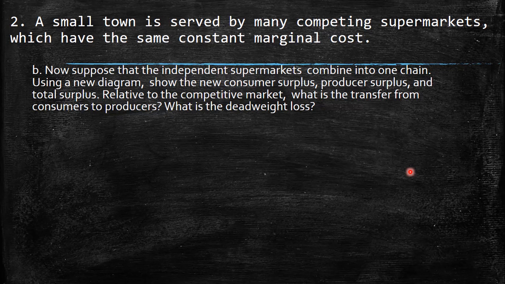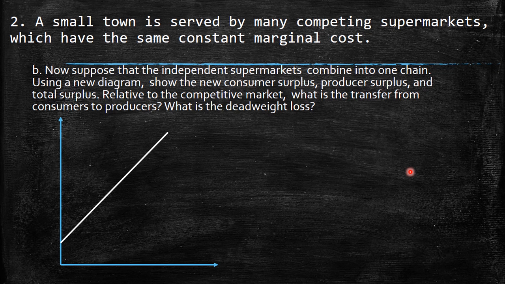Then suppose that independent supermarkets combine into one chain. So we create a monopoly. We change from a competitive market to a monopoly. Using a new diagram, show the new consumer surplus, producer surplus, and total surplus. Relative to the competitive market, what is the transfer from consumers to producers, and what is the deadweight loss? Naturally, we already know that the price in a monopoly is higher than in a competitive market. So we can represent that with the same diagram, just with one difference.